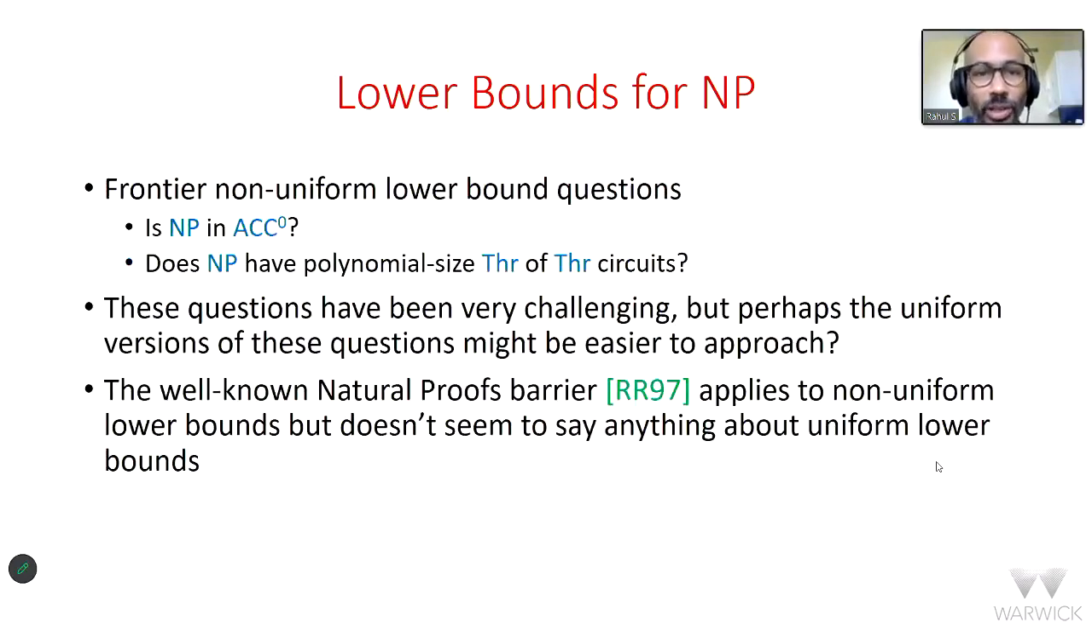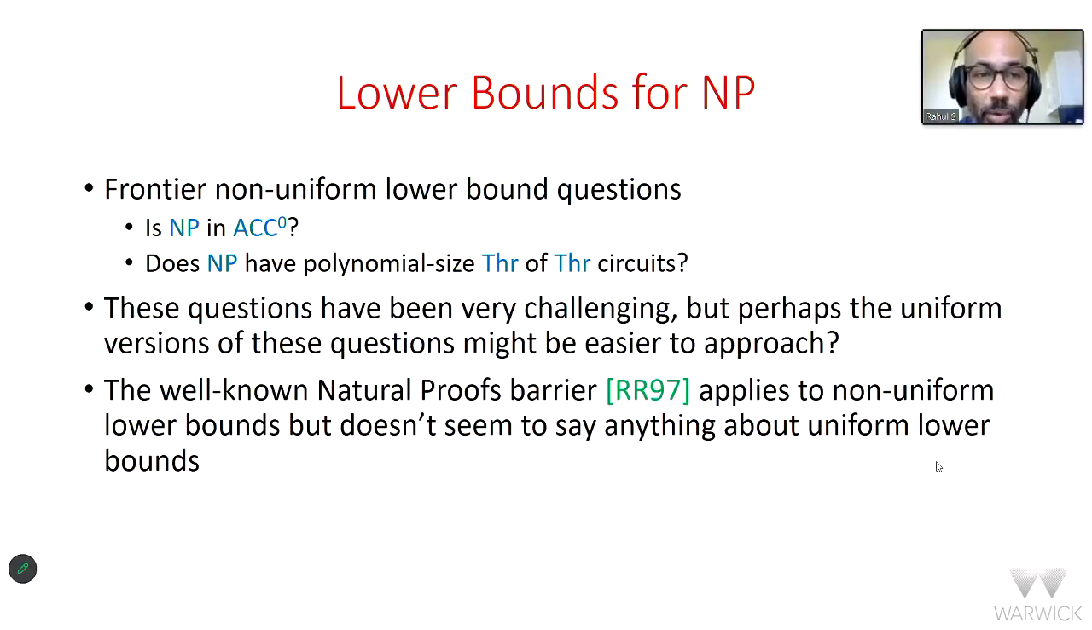And there are some frontier non-uniform lower bound questions for NP. Two of these frontier questions are: is NP in ACC0? ACC0 is just constant depth circuits with mod M gates, where M is an arbitrary composite. And does NP have depth 2 circuits with threshold gates, so threshold of threshold circuits? And these are both very challenging questions. People have thought a lot about them.